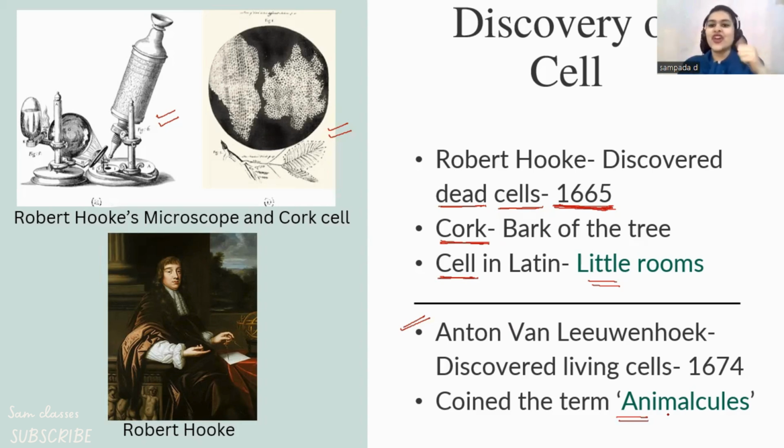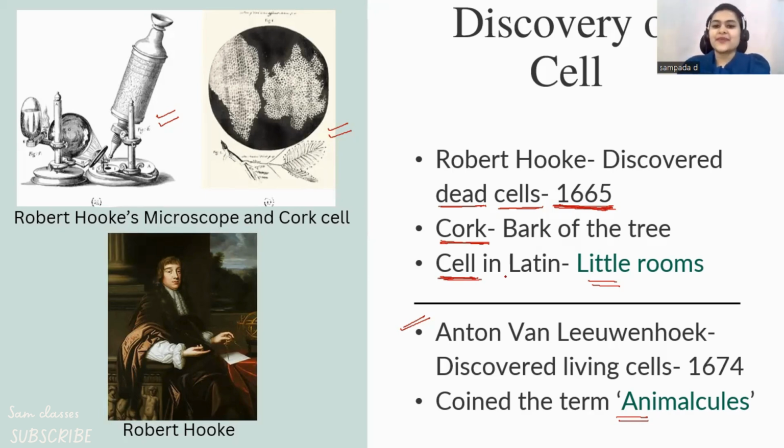Let me summarize. Robert Hooke discovered dead cells in 1665. Cork means bark of the tree; we obtain cork from the bark of the tree. He observed cork cells under the microscope and he coined the term cell. Later, Anton von Leeuwenhoek discovered living cells in 1674 and he coined the term animalcules. I hope everybody understood this. So let me move on to the next concept.